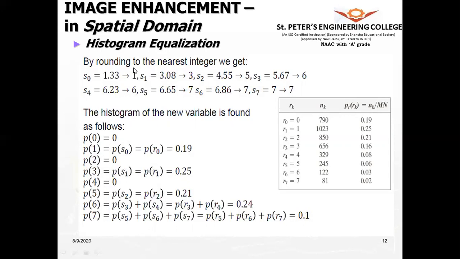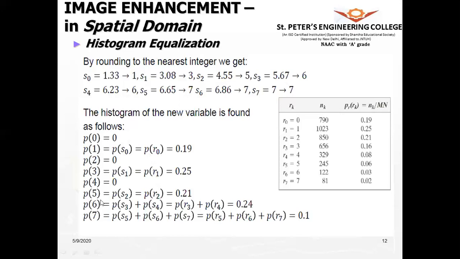Then the probability of the intensity value mapped to 1 is the same as the probability we computed for input and output. So this will be equal to 0.19, as we can see from the table here. Similarly, for P3, it is P of S1, which is the same as P of R1, and P of R1 is 0.25.